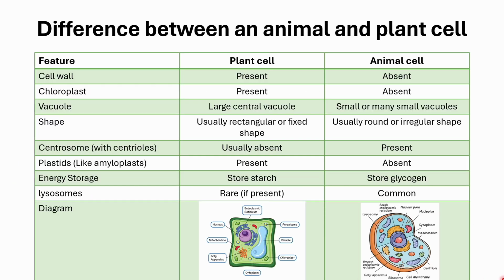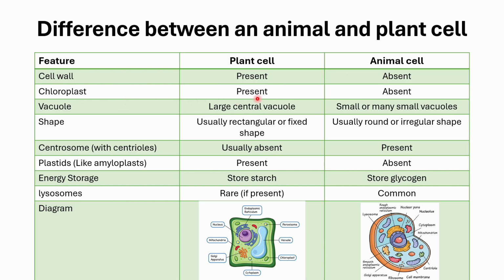Okay, so far we have discussed a lot of organelles. We have learned about different organelles of both plant and animal cells. Now it's time to know the difference between an animal cell and a plant cell. Right here to the left you will see features, in the middle the plant cell, and the animal cell to the right. So the cell wall is present in plant cells, whereas it's absent in animal cells.